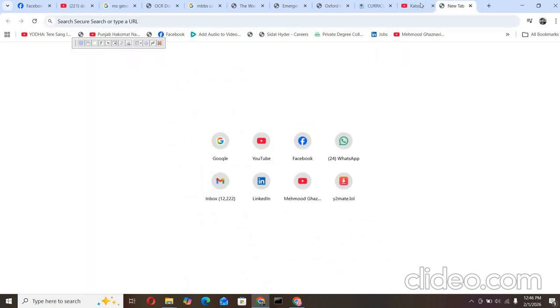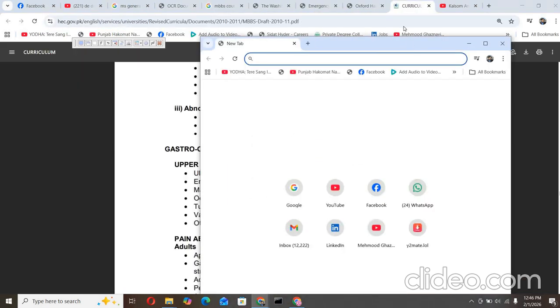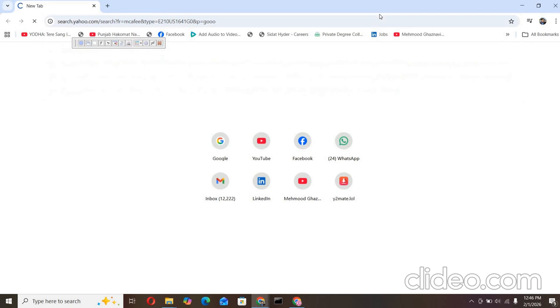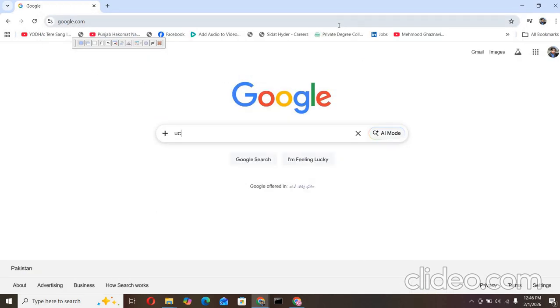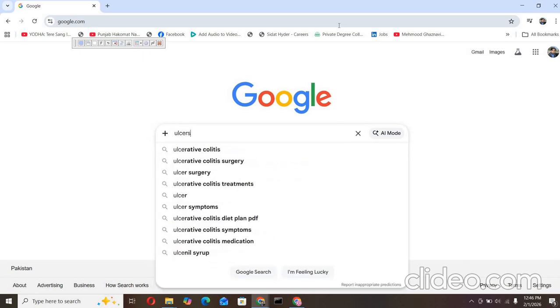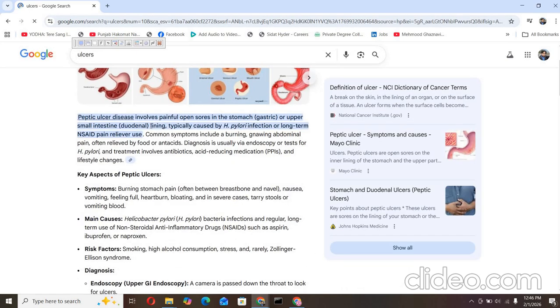Small duodenal lining typically caused by H. pylori infection or long-term NSAID pain relief. Common symptoms include burning, gnawing abdominal pain, often relieved by food or antacids. Diagnosis is usually through endoscopy or a test for H. pylori, and treatment involves antibiotics, acid-reducing medicine, and lifestyle changes.